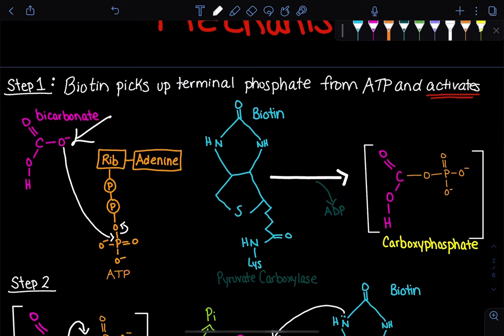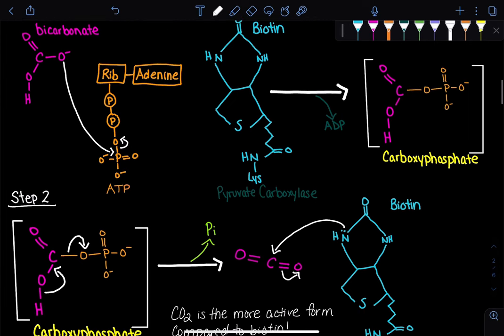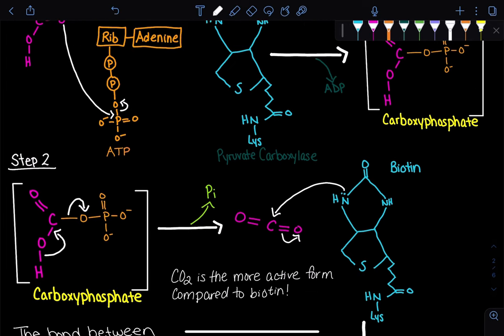So bicarbonate is then able to form a bond with that terminal phosphate on the ATP. As a result, we get this intermediate known as carboxyphosphate. This carboxyphosphate intermediate is a very short-lived intermediate because these electrons over here in step 2 are going to fall back, and this oxygen is going to form a double bond with carbon. Then since carbon can only have 4 bonds, it must break a bond.